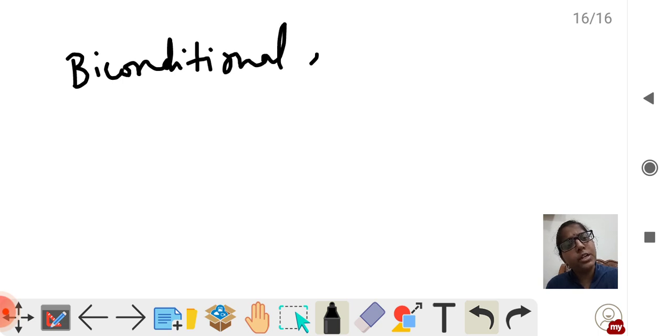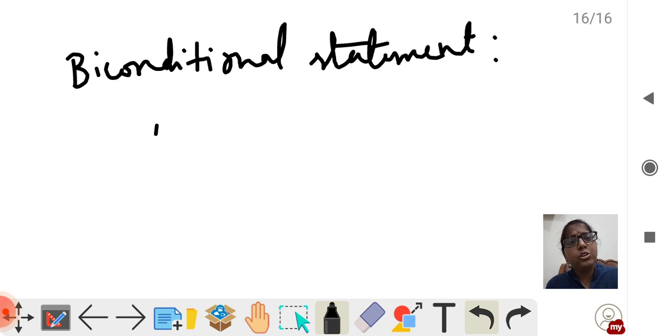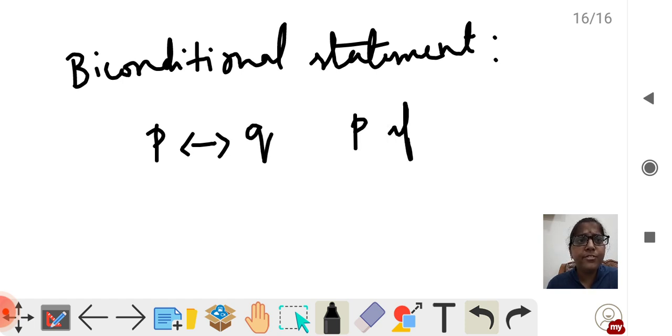Biconditional means you will get both side implications. That is P if and only if Q. So you have to represent it like this: P if and only if Q. So what is the connective word? It is if and only if. You can put double F also. You can write if and only if also.